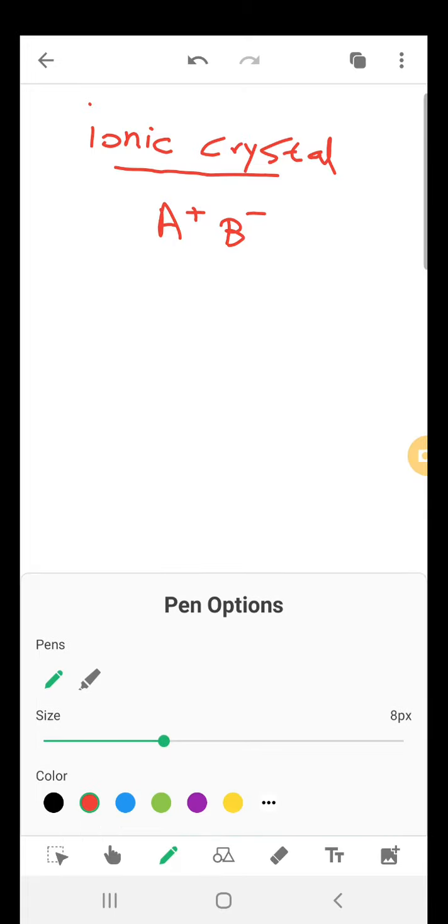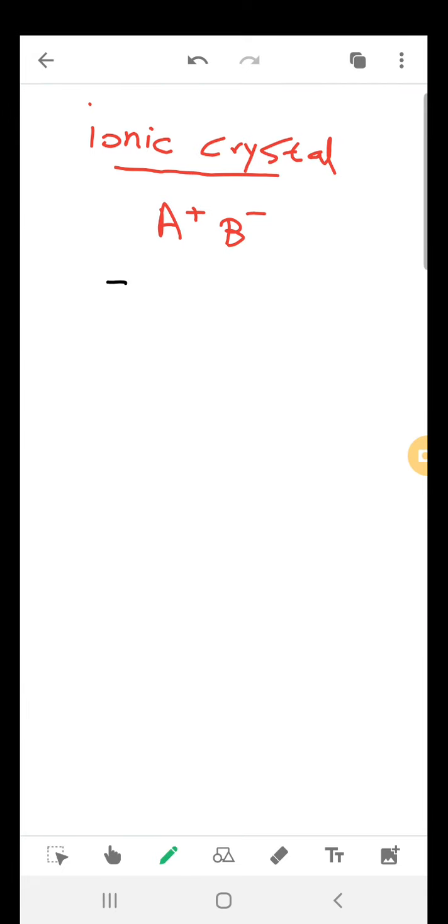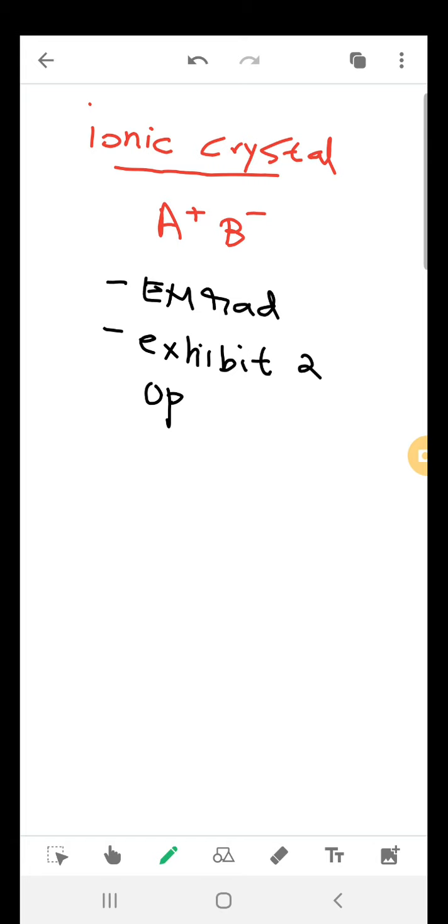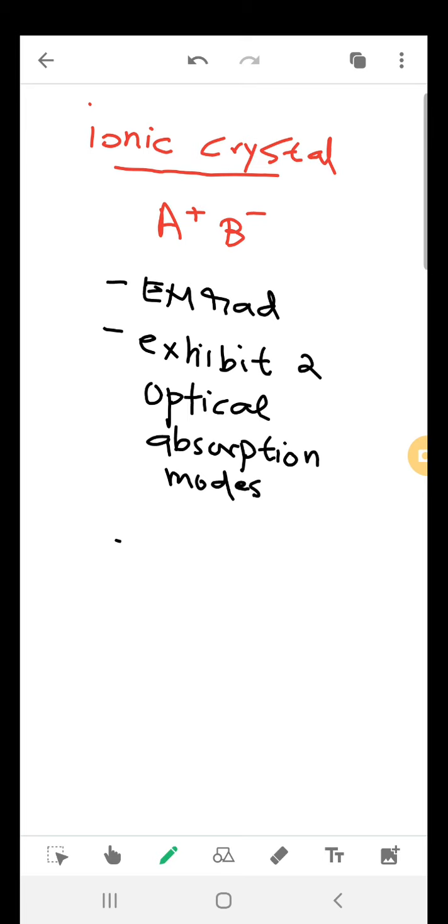And when these sort of crystals are subject to electromagnetic radiation, they exhibit two optical absorption modes due to a dielectric dispersion relation.